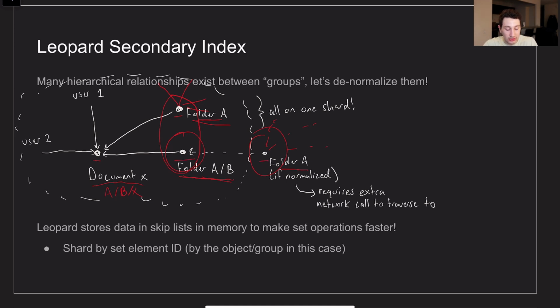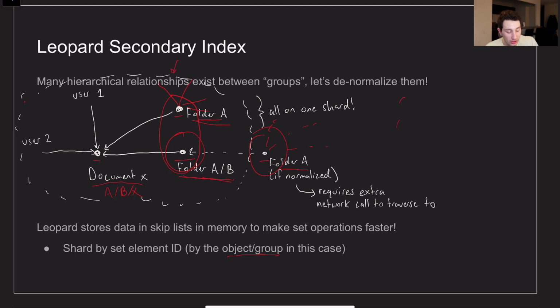Because first we would have to jump to the node that holds folder A/B, then we would have to jump to the node that holds folder A, and only then could we evaluate who has permissions for folder A. Now we can do it in parallel, which speeds us up a bit. Now it's worth noting that we're basically doing the sharding by the object/group in this case, and we're denormalized, right?